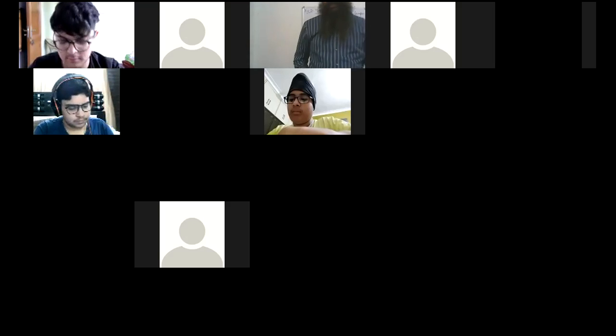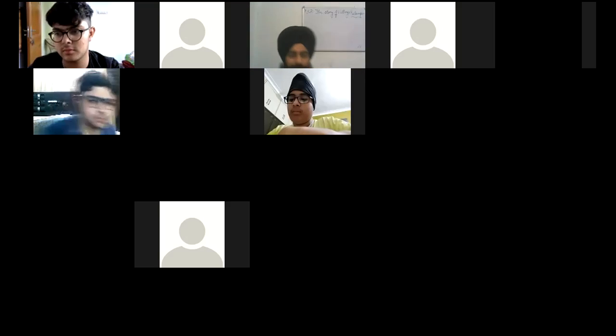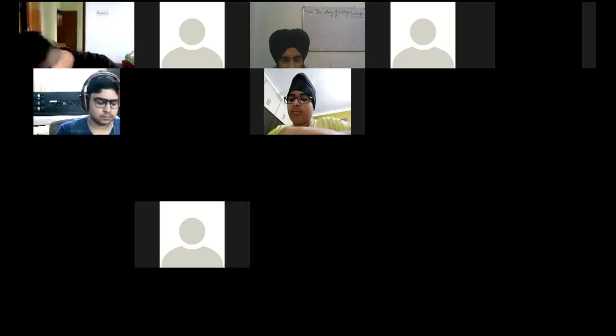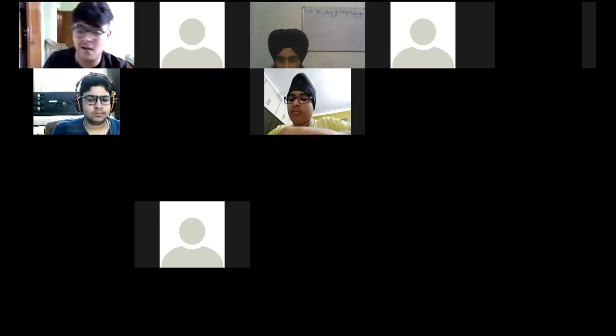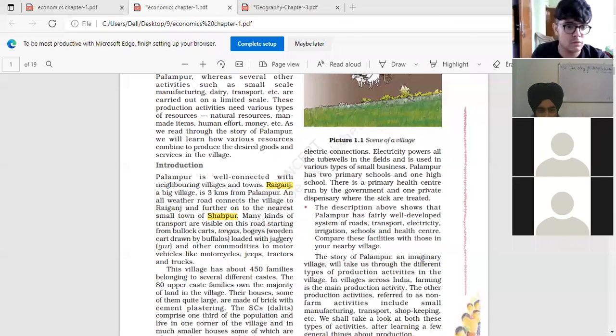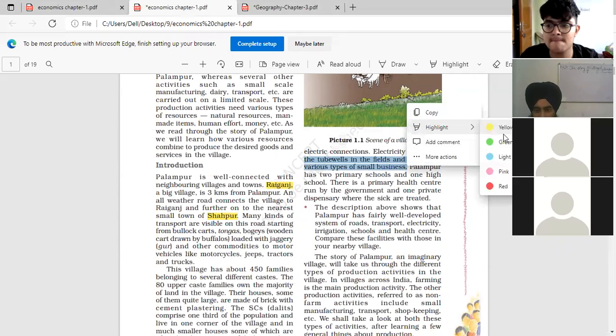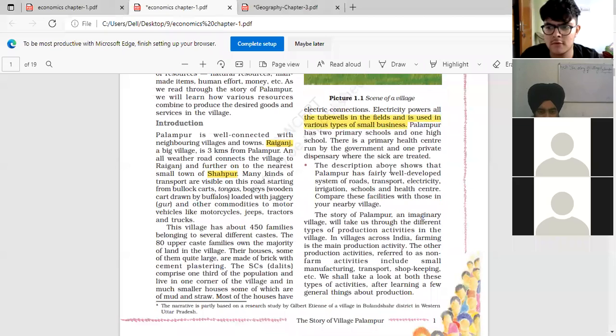Due to the influence of Palampur, Raiganj and Shahpur were also influenced. Palampur is a well electrified village. Here the electricity is basically used for tube wells and running machines. Clear? Running machines is the main use of this electricity.